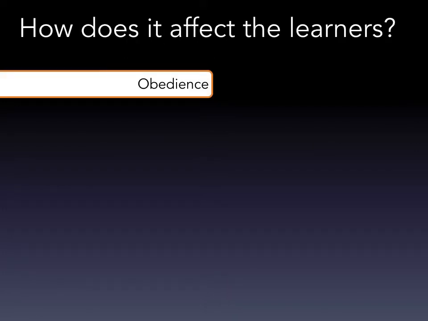So let's look a little closer at how the different models affect the learners. The most important element to consider when deciding on a discipline style is to look at how the learners will be affected. Although some styles are easier and quicker to implement, they can be quite detrimental to the learner itself. In the obedience model, the teacher has all the control and makes all the decisions. So therefore there's a lack of accountability in the learners.